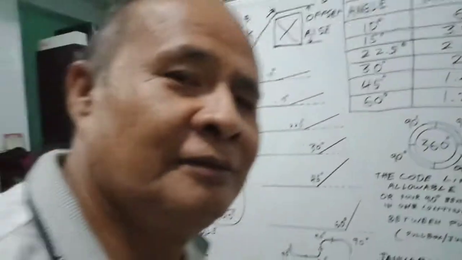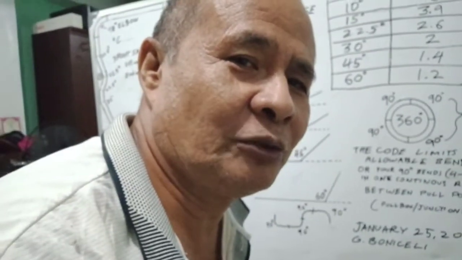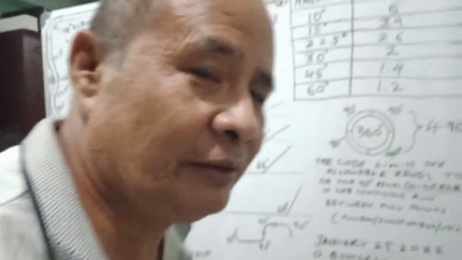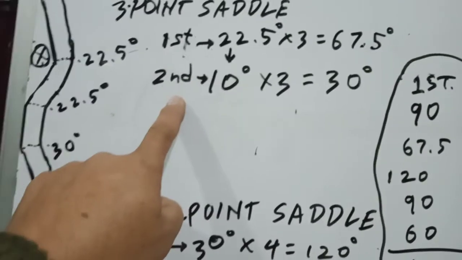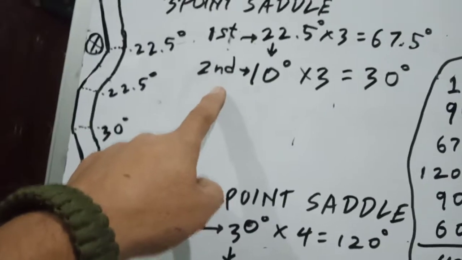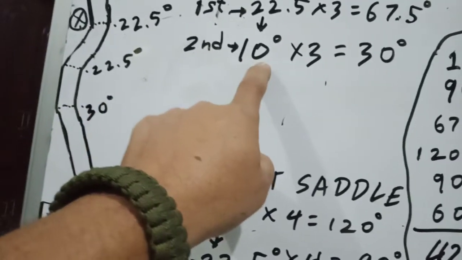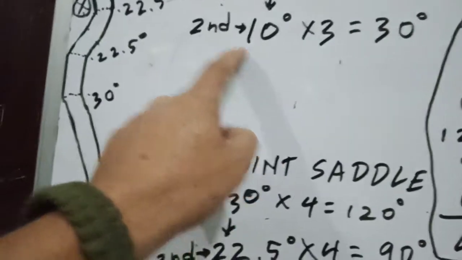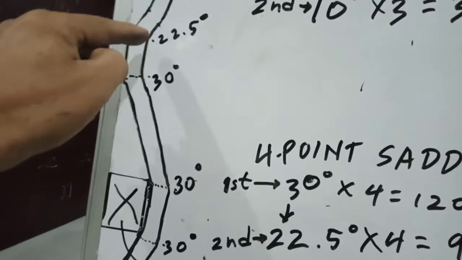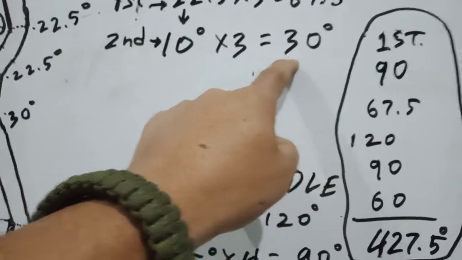So, we violate, no? To prevent violation, we have to reduce the degrees of the angles we are going to bend. Now, we are going to use the second option. Plan B, no? Instead of 22.5 degree bends, we utilize 10 degrees on the 3-point saddle. Because it has 3 bends, 10 degrees times 3 equals 30 degrees only.